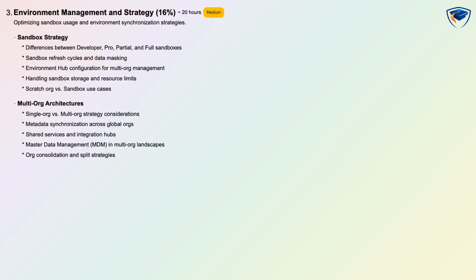Environment management and strategy is 16%, medium difficulty, estimated at 20 hours and scenario-based. You will learn sandbox strategy and optimization, including differences between developer, pro, partial, and full sandboxes, refresh cycles, data masking, environment hub configuration, storage limits, and when to use scratch orgs versus sandboxes.